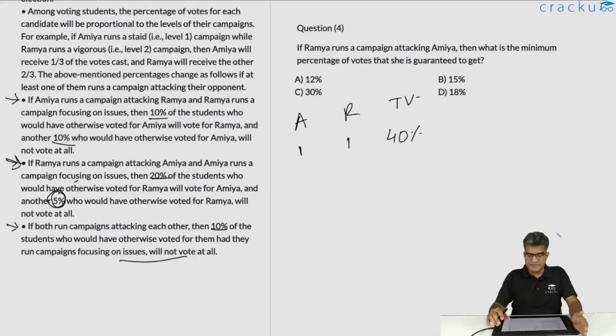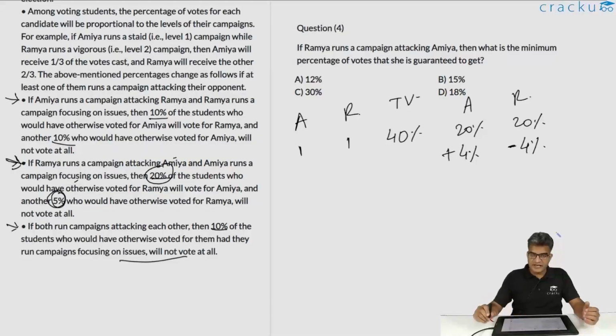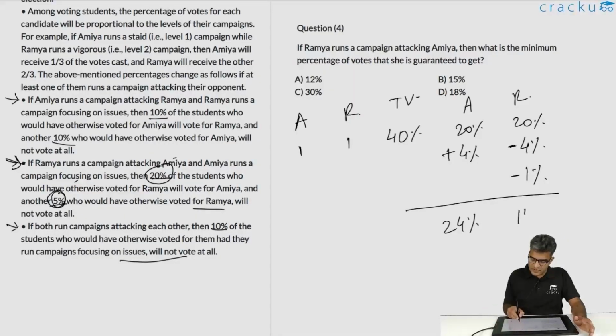Now, Ramya would get 20%, Amiya would get 20% if they had both campaigned on issues. But Ramya is attacking Amiya. So she would lose 20% of the people who would have voted for her. 20% of 20% is 4%. This 4% would go to Amiya. In addition to it, 5% of the people who would have otherwise voted for Ramya will not vote at all. What is 5% of 20%? That is 1%. So finally, in this case, Amiya would get 24% and Ramya would get 15%. This 15% is the absolute minimum that Ramya would get. So the correct answer is option B.